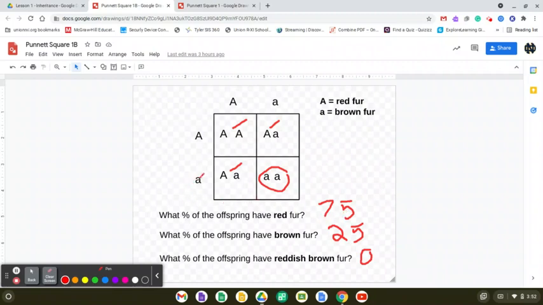Okay, so hopefully that helps you out with understanding how to complete the Punnett squares, but more importantly, to be able to determine what these letters mean and what percentages of each you get.